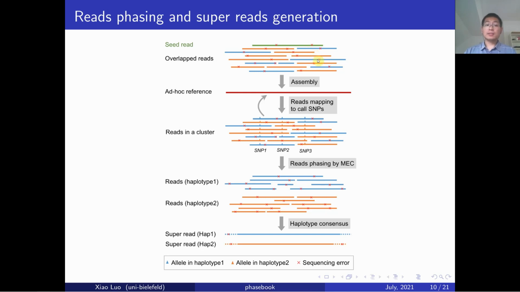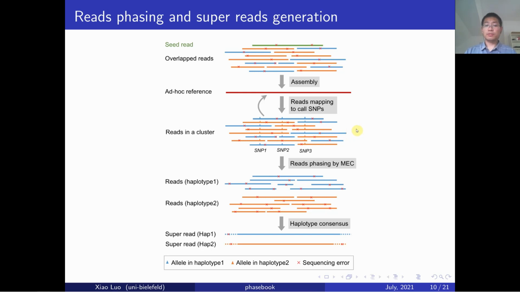For a read cluster, we assemble these raw reads into an ad hoc reference and map these reads back to the reference. Then we can find out the true mutations using a probabilistic model. Here we use Longshot. The triangles represent the SNPs.